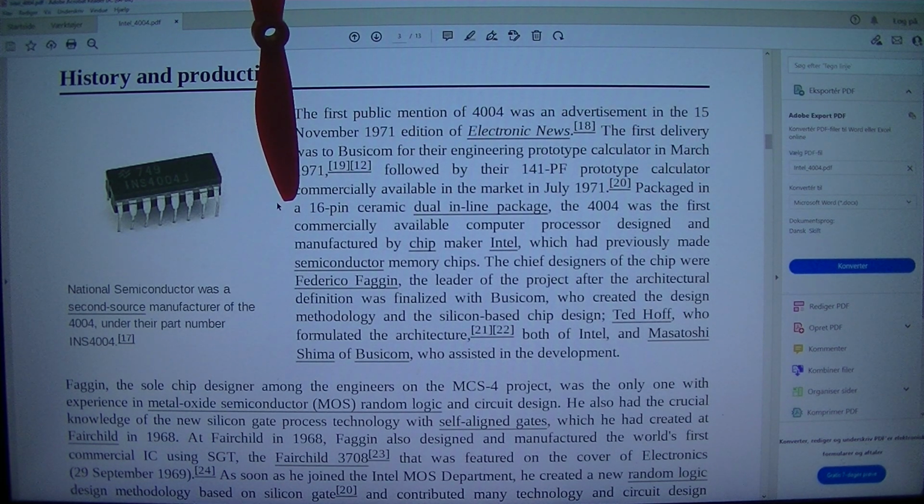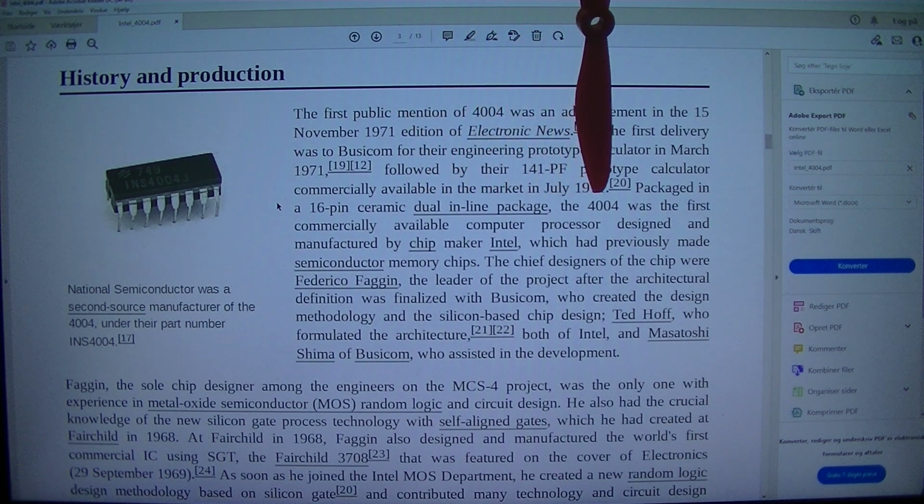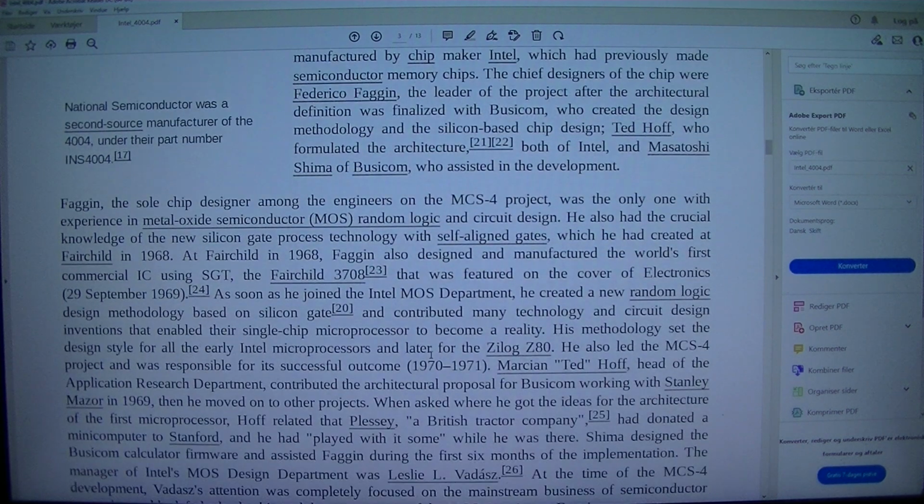Packaged in a 16-pin ceramic dual in-line package, the 4004 was the first commercially available computer processor designed and manufactured by chipmaker Intel, which had previously made semiconductor memory chips. The chief designers of the chip were Federico Faggin, the leader of the project after the architectural definition was finalized with Busicom, who created the design methodology and the silicon-based chip design; Ted Hoff, who formulated the architecture, both of Intel; and Masatoshi Shima of Busicom, who assisted in the development.